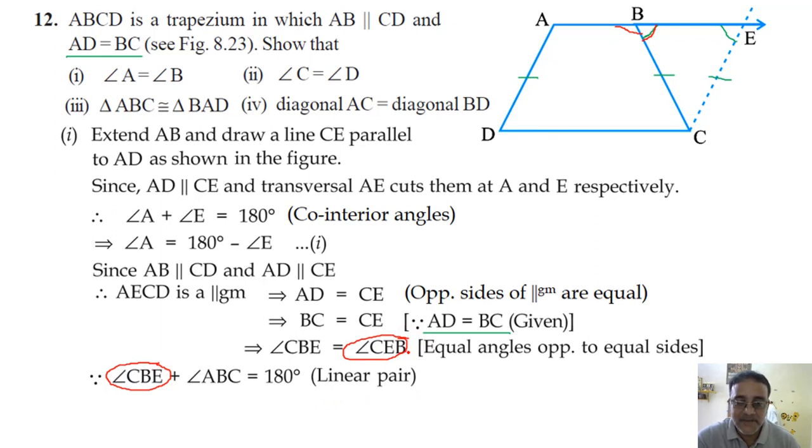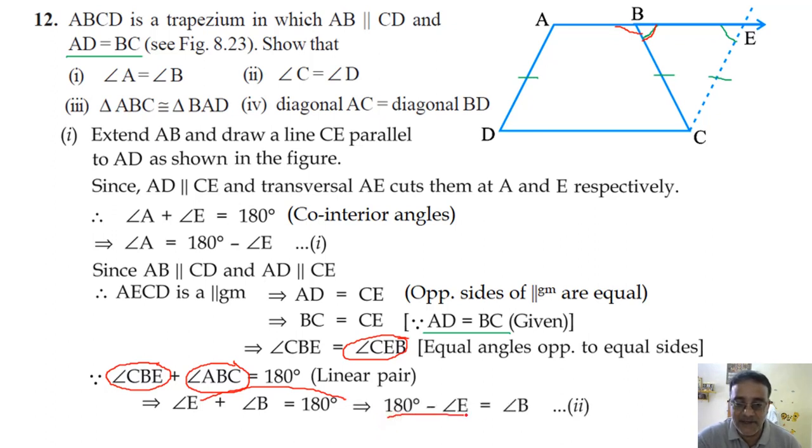Okay. Simply I will write angle E, and in place of angle ABC, I will write angle B. So whether this is clear? Yes, sir. Now shift this to this side. It will become minus angle E. So 180 minus angle E will be equal to angle B.